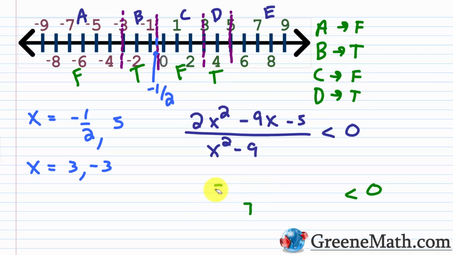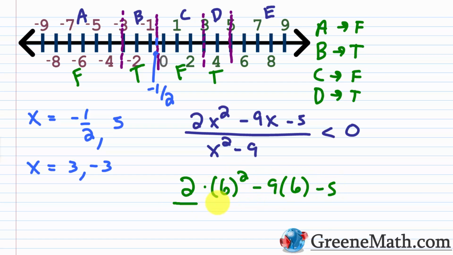Okay, so let's check something in interval E now. And let's just choose 6. So we have 2 times our 6 squared minus 9 times 6 minus 5 over 6 squared is 36. 36 minus 9 is 27.